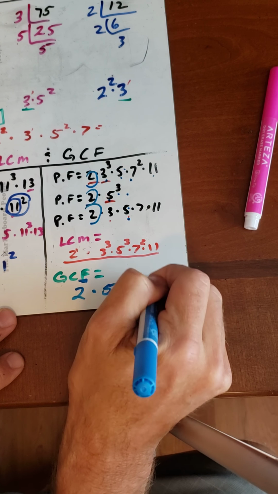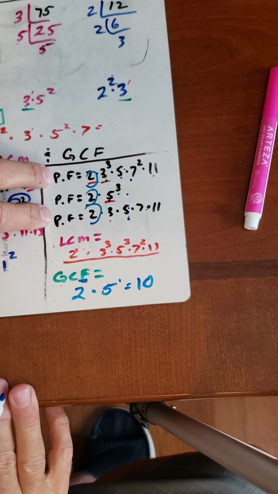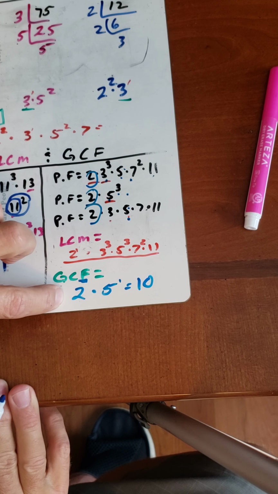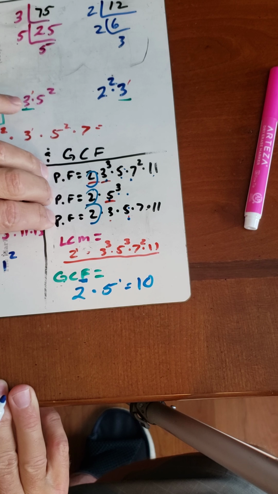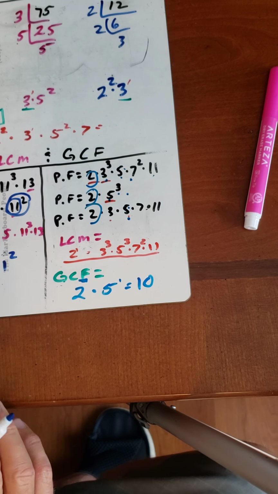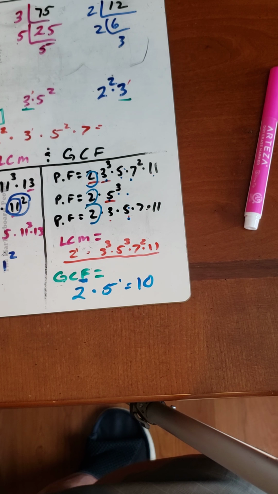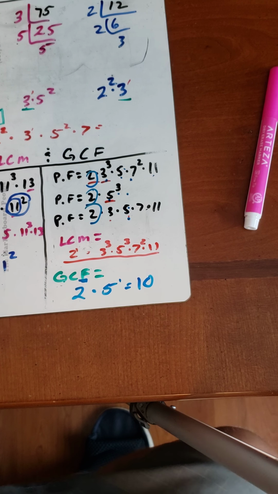So the GCF, for whatever these starting numbers were, the greatest common factor, the number that goes into all three of those numbers evenly, is 10. So what I know about those numbers is they all end in a 0, because that's the rule for 10. Okay, so that is all of the background stuff for finding factors, prime factorizations, LCMs, and GCFs, which we're going to use for the next lesson that we do.